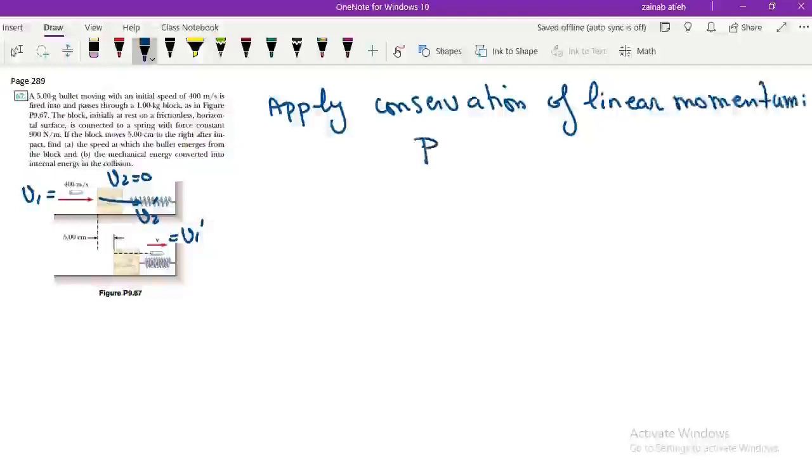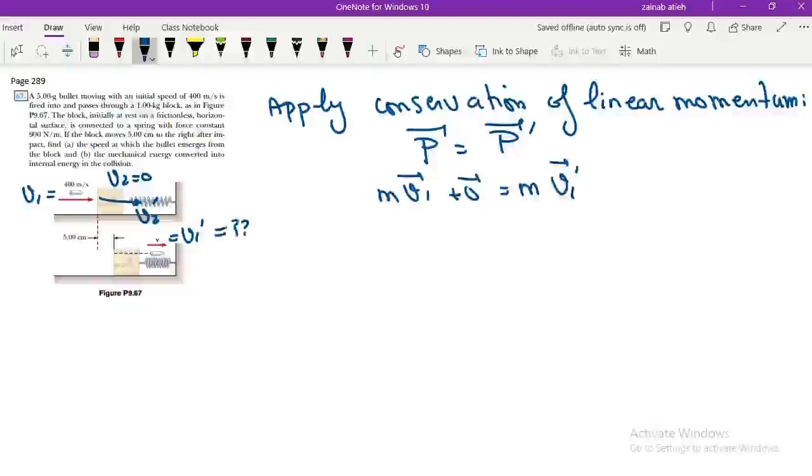So I will get P before is equal to P after. Before, I've got the mass of the bullet times V1. The block was at rest, so it's 0. After the collision, it's the mass of the bullet, small m, times V1 prime, the speed of the bullet after collision, which is what we are looking for, plus big M, the mass of the block, times V2 prime.